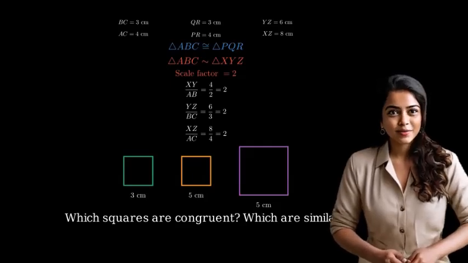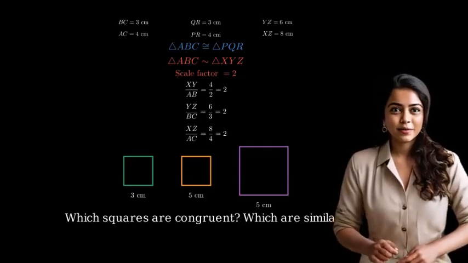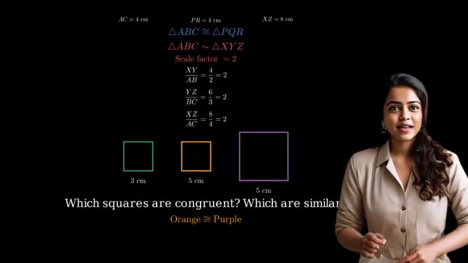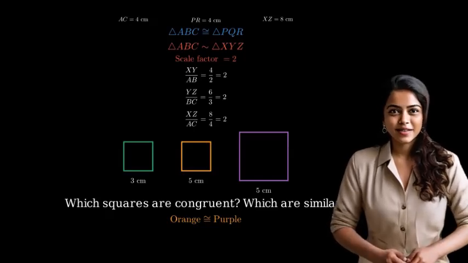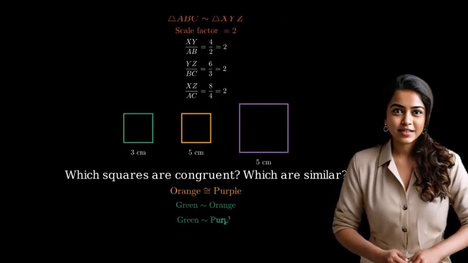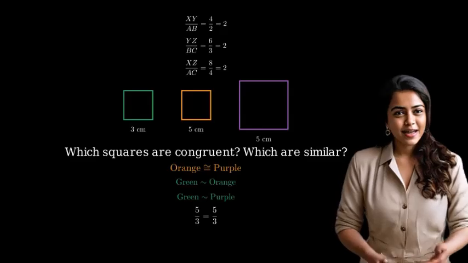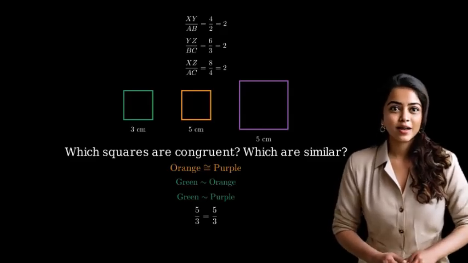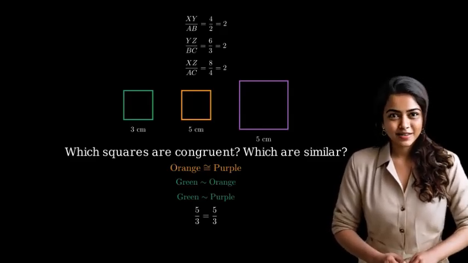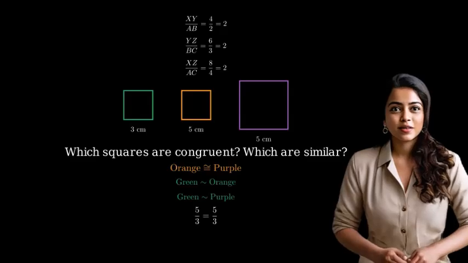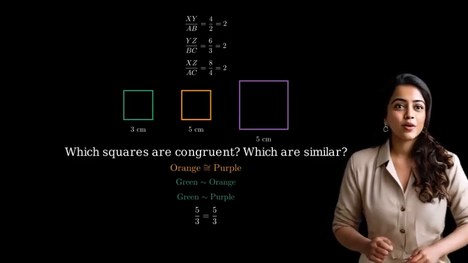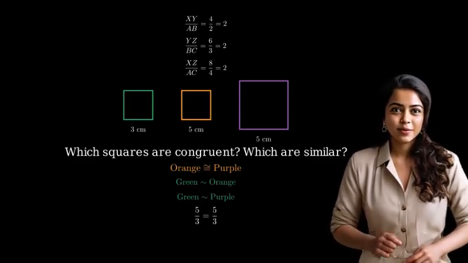The orange and purple squares both have sides of 5 centimeters, so they are congruent. They have the same shape and the same size. However, all squares have the same shape. They're squares. So all three squares are similar to each other. The green square has sides of 3 centimeters, while the others have sides of 5 centimeters. They are proportional but different sizes.